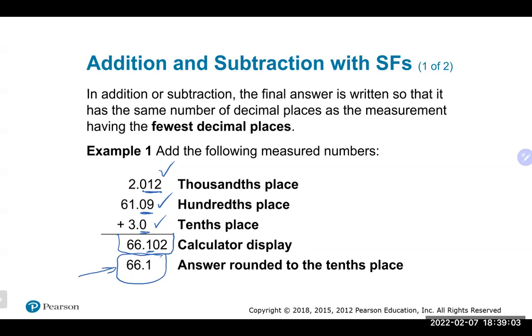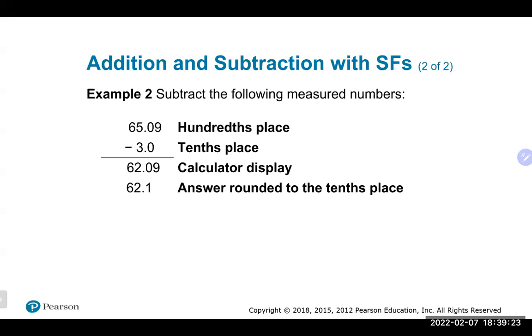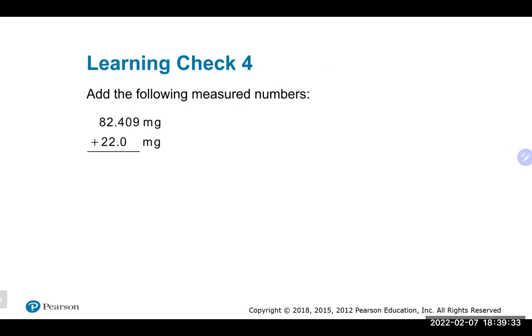It has one decimal place, but how many significant figures? That's important in case you were to take that number and multiply or divide it by another number. It would obviously be 3 sig figs in the next part of the calculation. Same thing with our subtraction: least number of decimal places. And we end up here in this example at 62.1. All right, you do this one: add the following and give it to the right number of places.